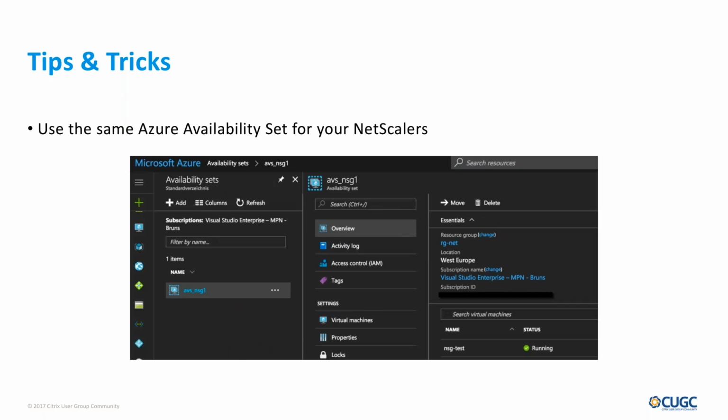Here you can see how to create an availability set and which settings you can make on your availability set. It's really easy to configure, and then you only have to use this in your deployment if you are deploying your NetScaler. Next, please.